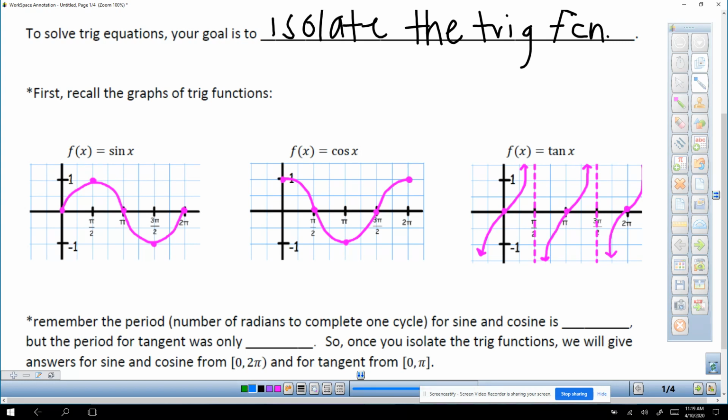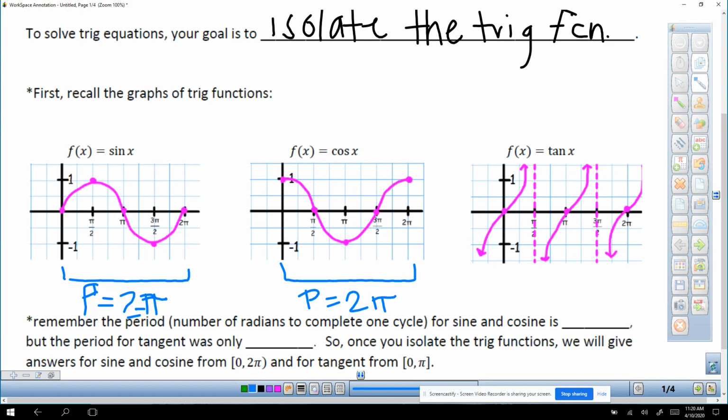Okay, so in both sine and cosine, one cycle to complete it, the period was 2 pi. Oh gosh, this is going to be rough. It's a little better. Okay, but for tangent, it was different because remember, tangent is sine divided by cosine.